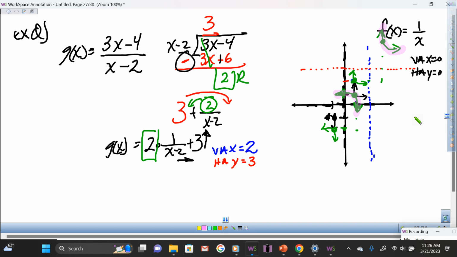Hands up if you did something like that for home plate last night? Yes, some of us, okay. All right, so that's the process.